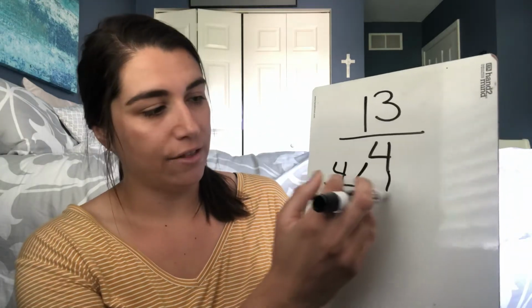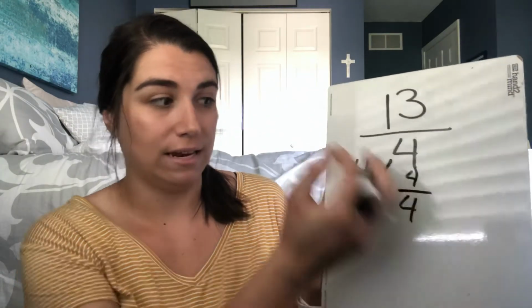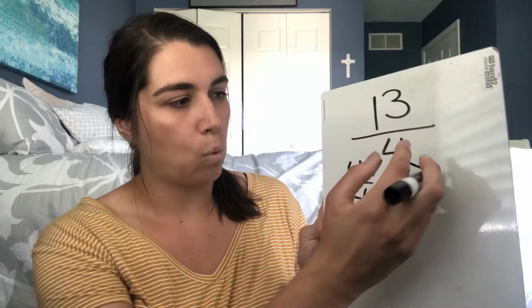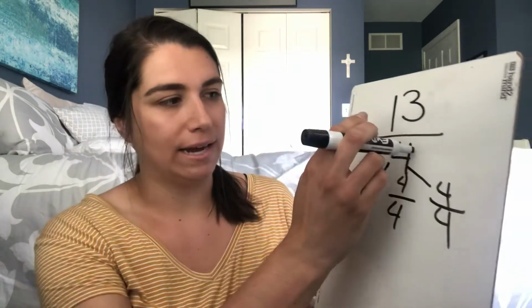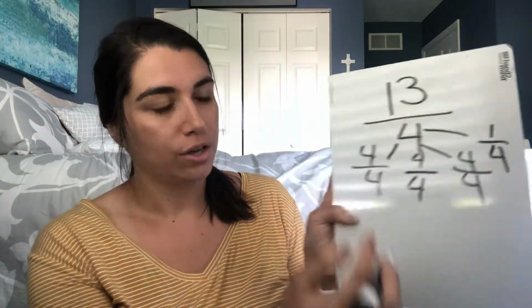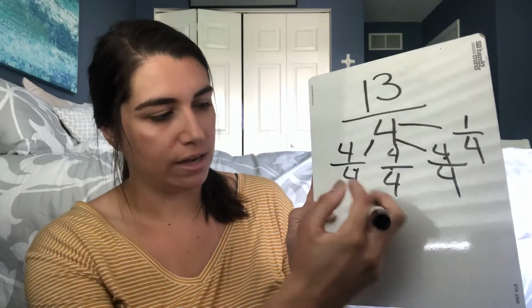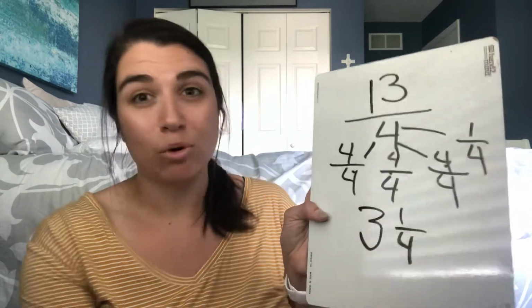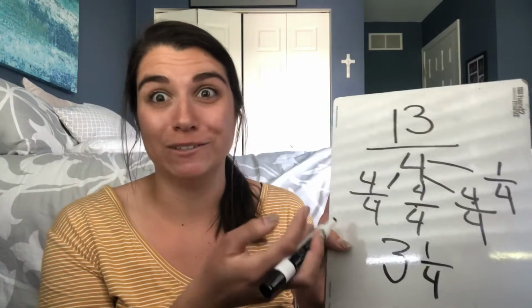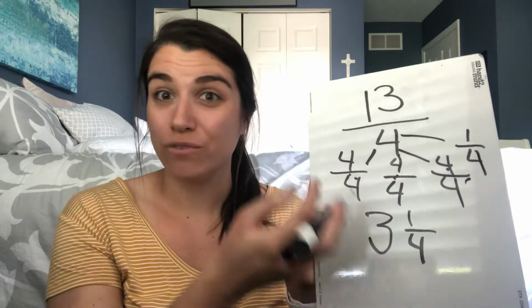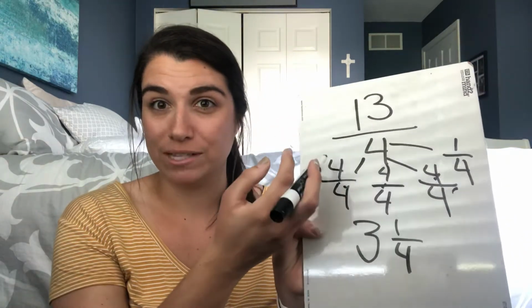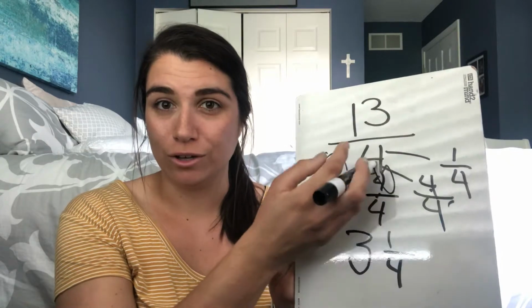Then I know I can take another 4/4 away because that would give me 8/4, right? And I can take one more out, which would be 12/4. But I have 13/4, so that means that I have one left over, which would be 1/4. So really I have 1, 2, 3, and 1/4. But when we get to bigger numbers, that would be kind of a lot to do. So if you notice, 1, 2, 3 times 4 is 12, right? So I'm going to show you the quick way to do it now.